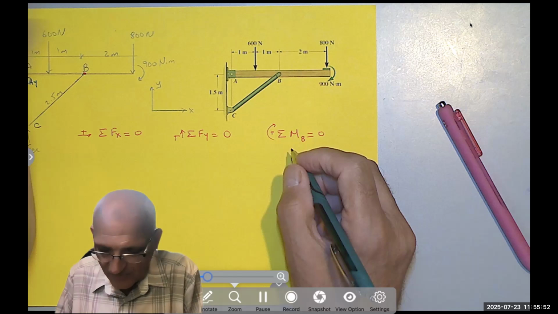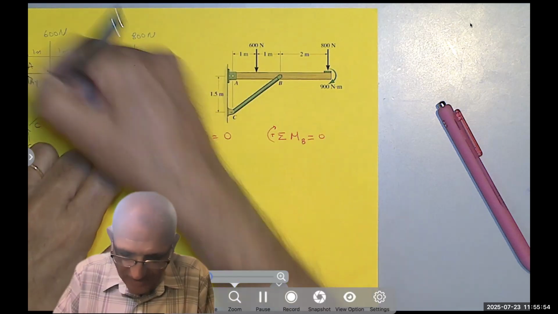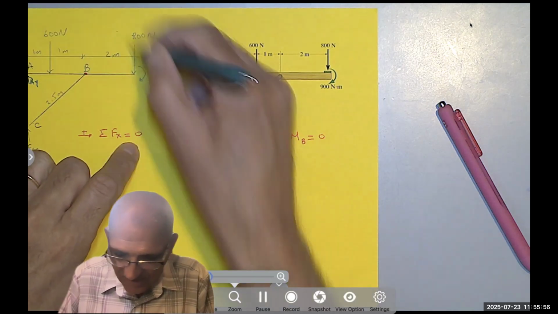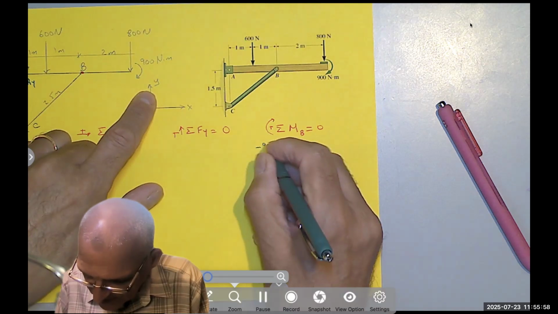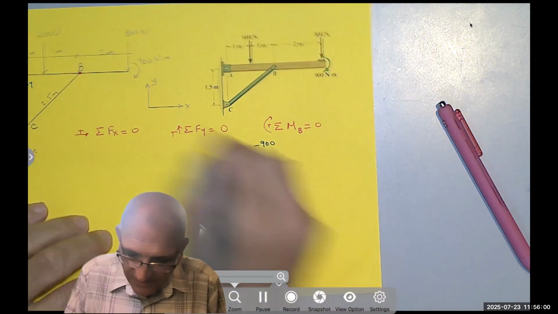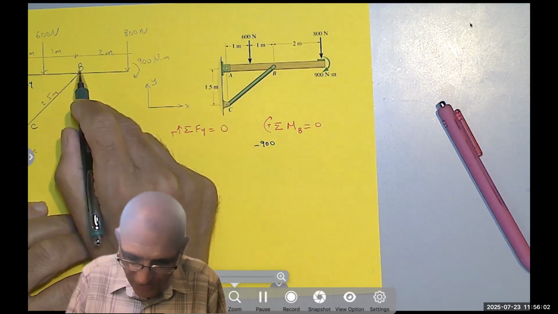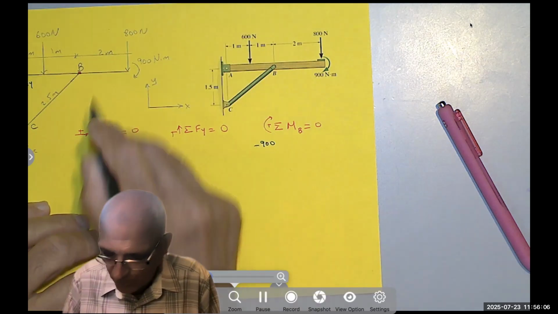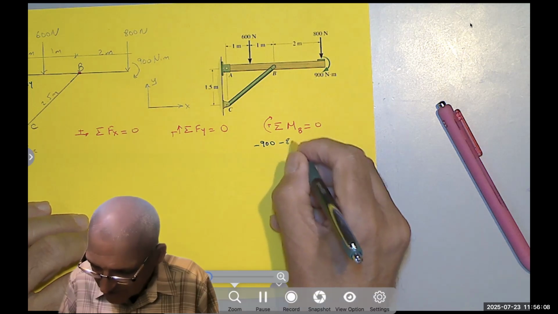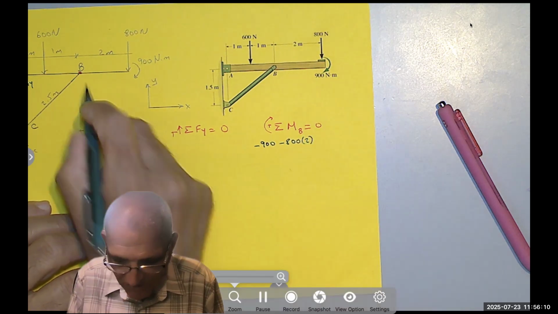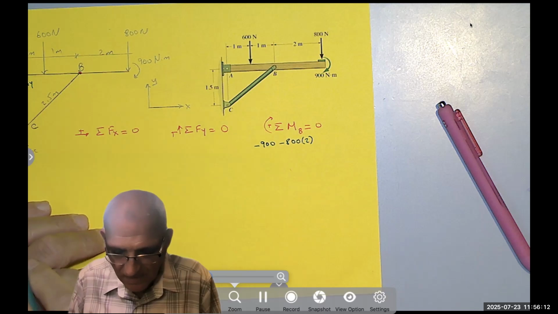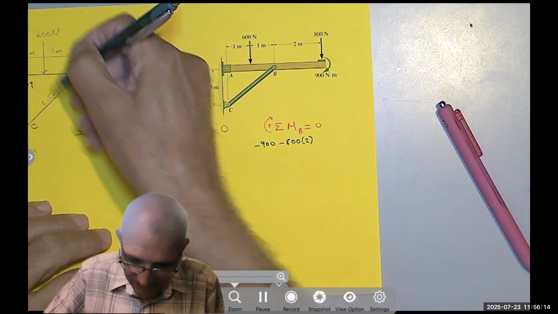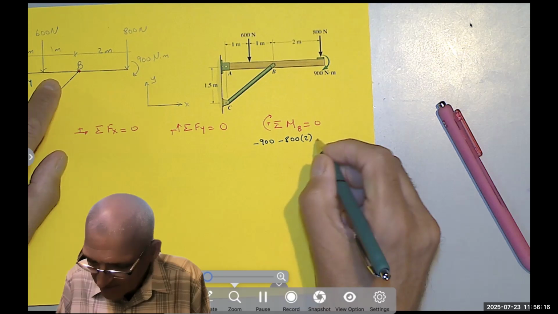If I start from the right, I have a clockwise moment of 900 rotating about B, so negative 900. The 800 is a force 2 meters away. It's still rotating clockwise, so minus 800 times 2, which is the perpendicular distance from B. And then I have a 600 rotating counterclockwise.